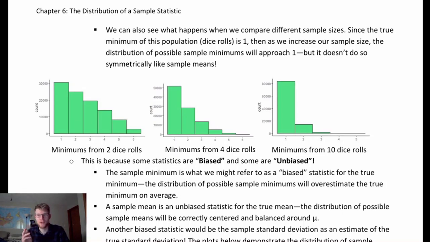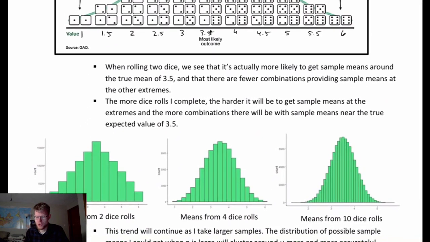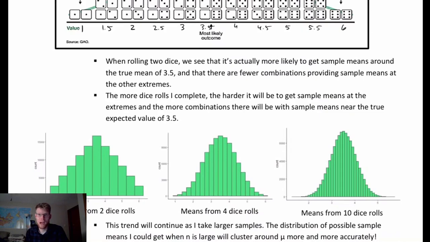I think I've probably mentioned them at least once before, but I'll mention them again here. Some statistics are what we call biased estimators, and some are what we call unbiased estimators. The sample mean is an example of an unbiased estimator, because the distribution is going to be centered around the true parameter. If I take the mean of all my sample means, it's going to be about 3.5.